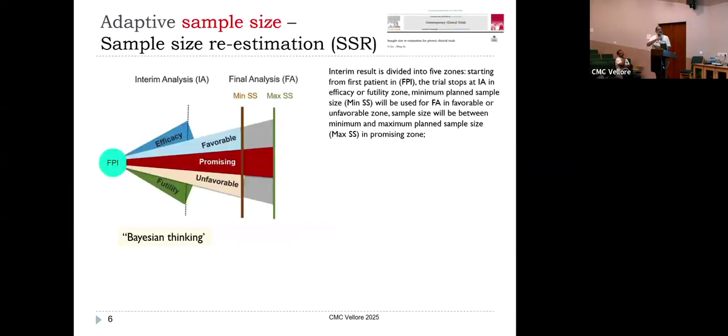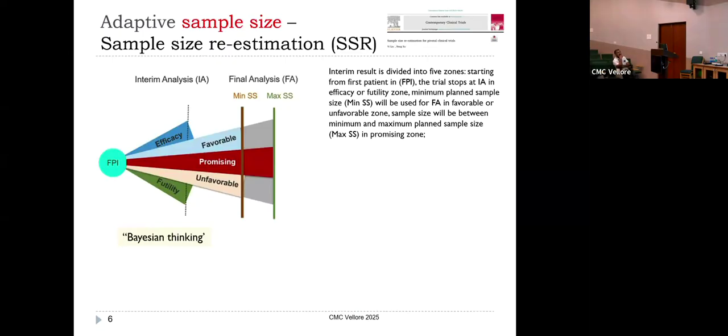The way to think about it is, actually, this is a great article that reviews the sample size re-estimation process, and it's Bayesian thinking. So I stole this diagram from that paper, but you basically have 5 zones as you schedule the time. This is for the unblinded one, right?